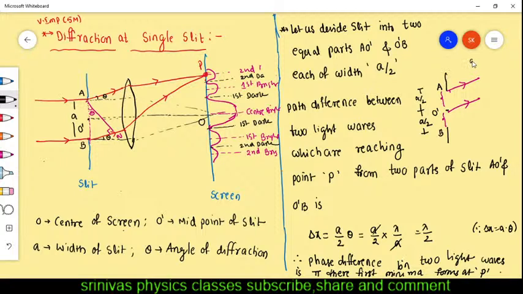The condition for minimum is what? A sin theta equal to n lambda, see equation 1: theta is equal to n lambda by A, the angular position of the nth minima. If you write n is equal to 1, you will get the angular position of the first minima, that is lambda by A. Then you will get lambda by 2. Path difference lambda by 2 means phase difference is pi. We know the relation between phase difference and path difference: when path difference is lambda by 2, phase difference is pi, which means 180 degrees. Opposite phase means a dark band will form. Like this the first minima is explained.